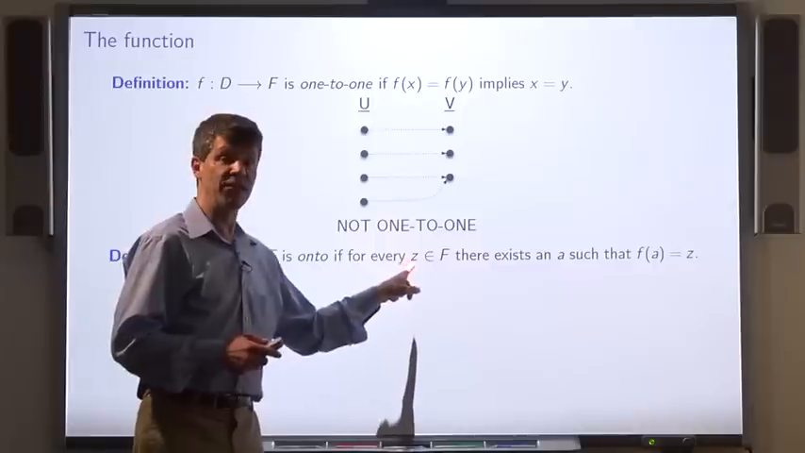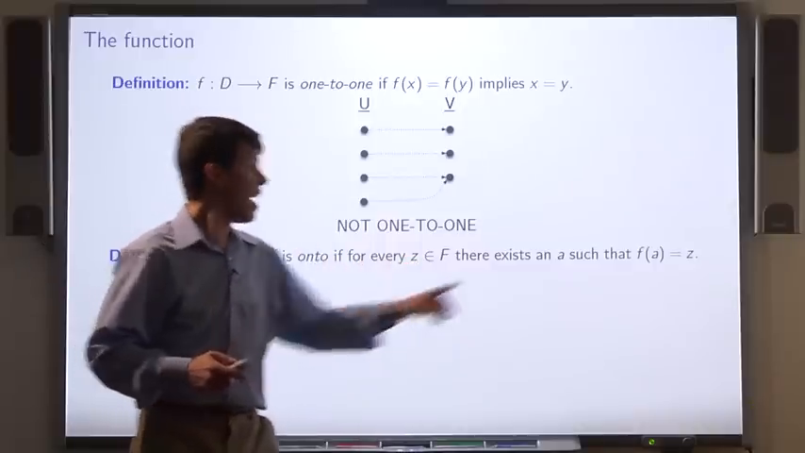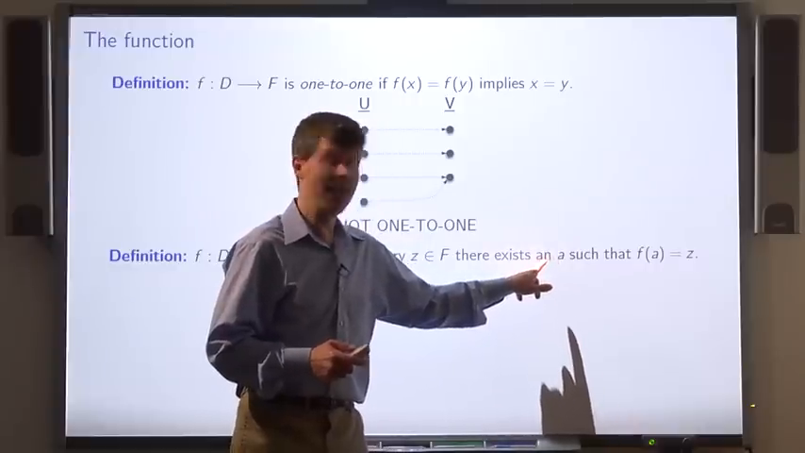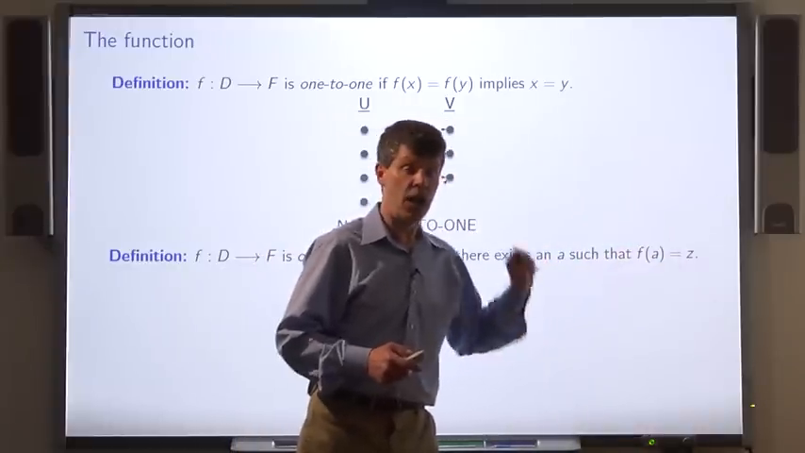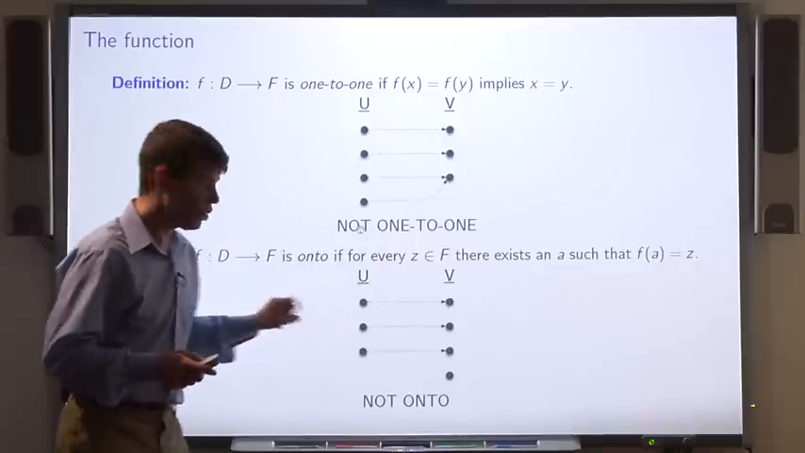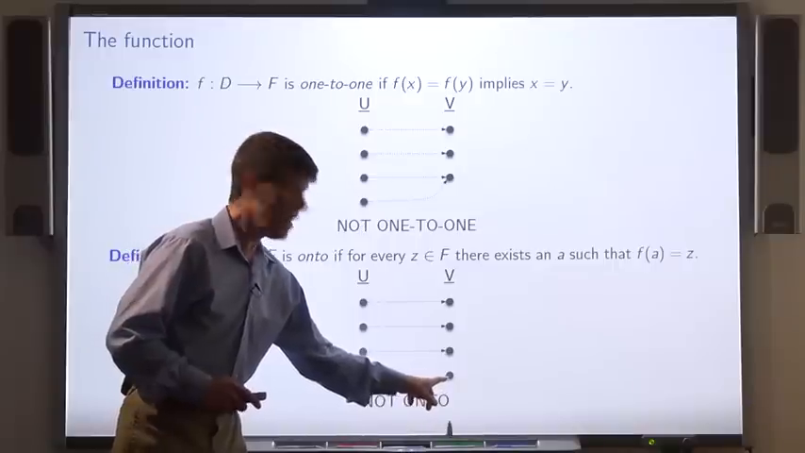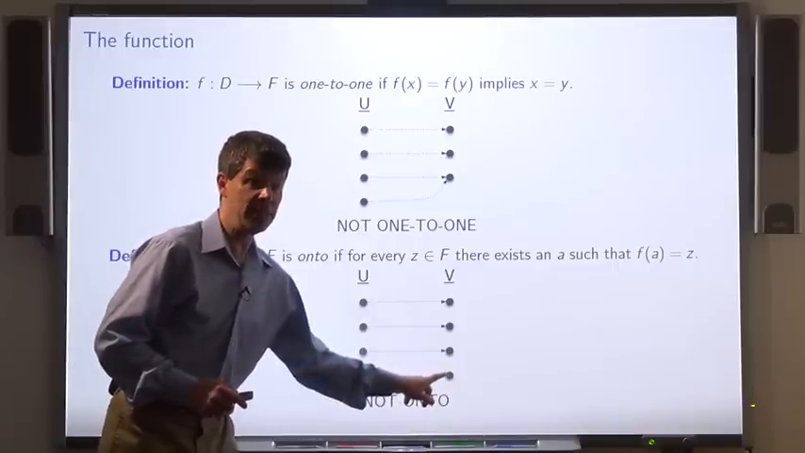if for every z in the codomain there exists an element, say a, in the domain that maps to z under that function. So here's an example of a function that is not onto, because here's an element in the codomain that's not the image of any element in the domain.